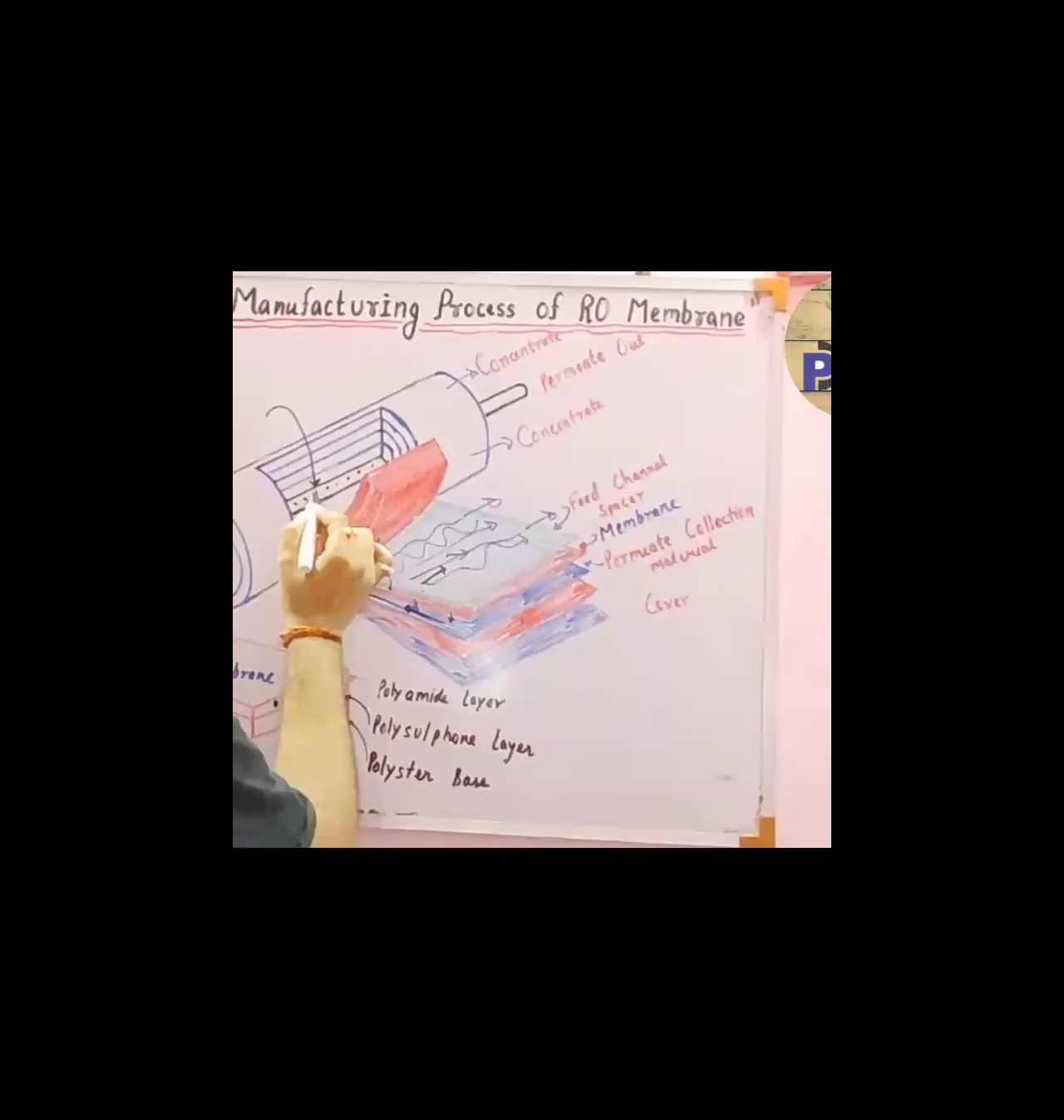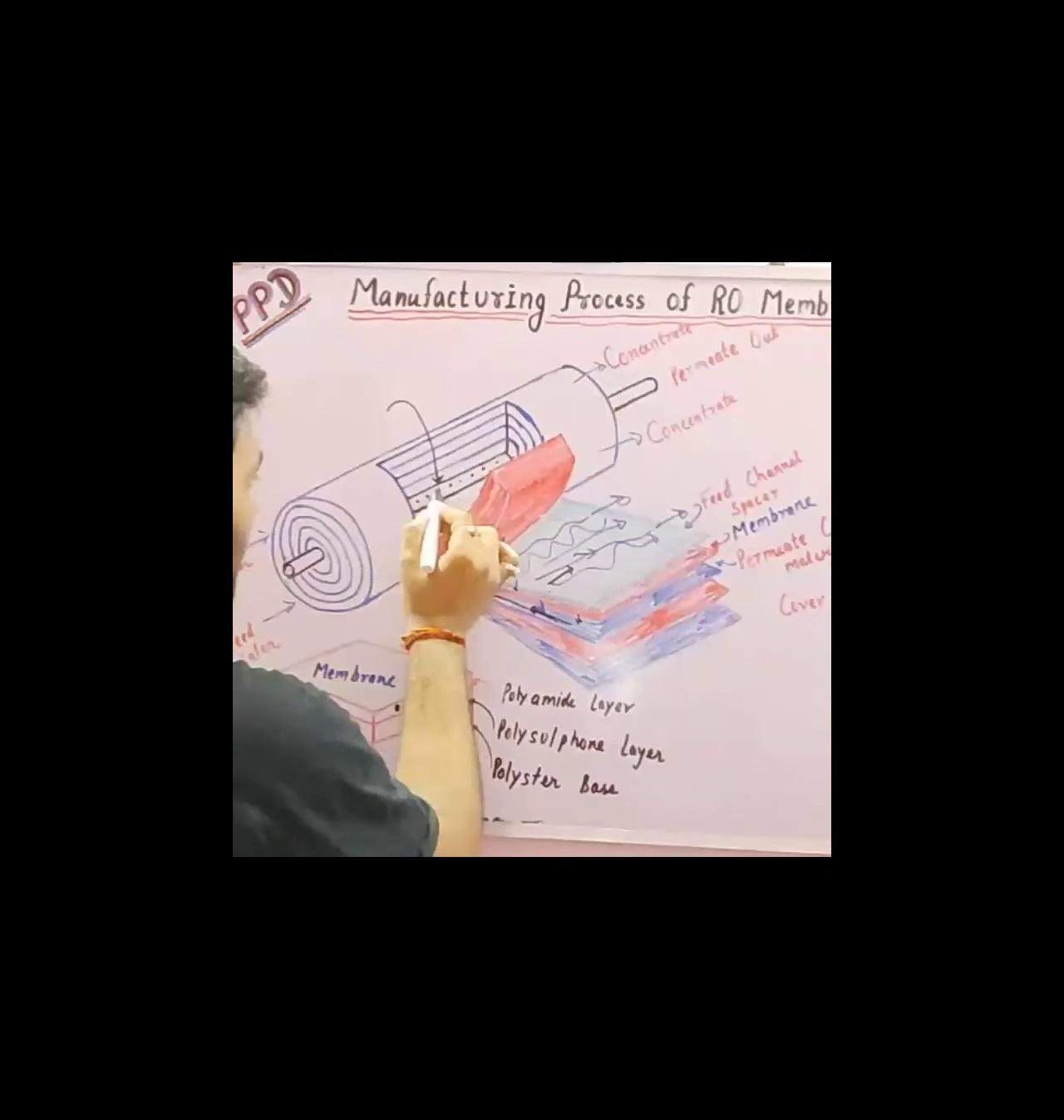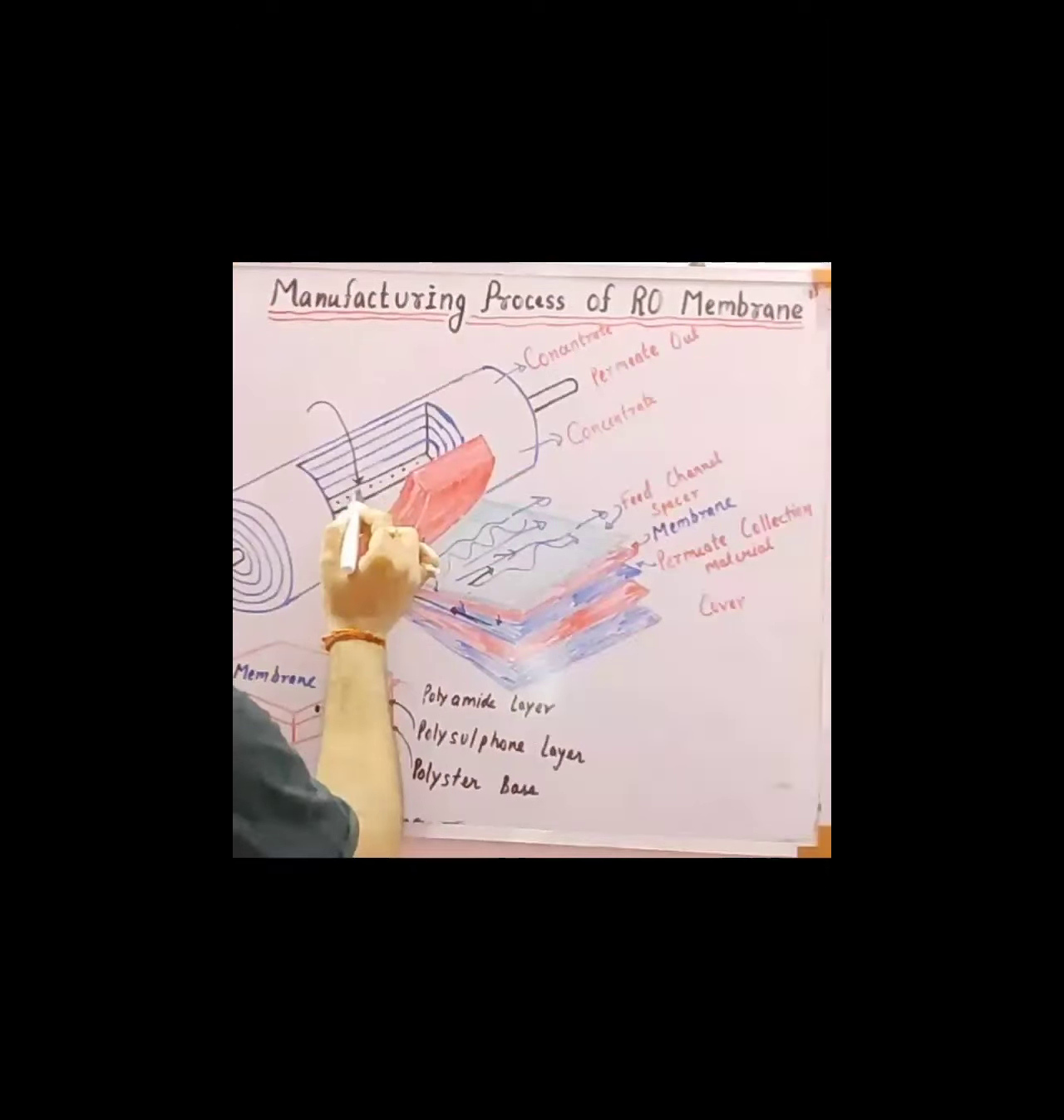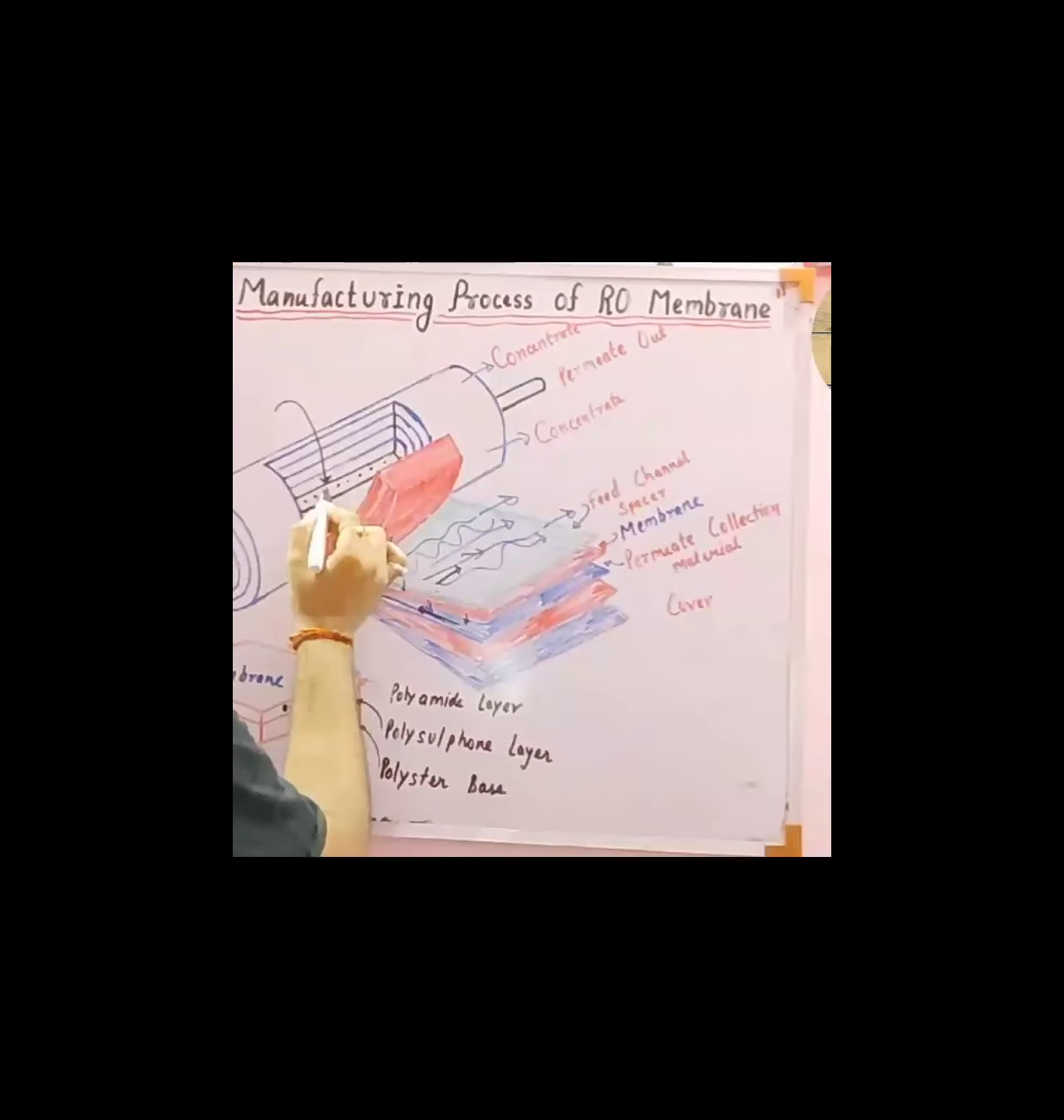This is actually your membrane. This is actually your pressure vessel, or you can say the membrane. How is this membrane constructed? What is inside the membrane? You see, there is a black color, there is a red color. This one is written as the membrane.